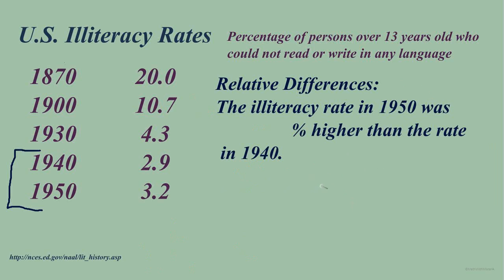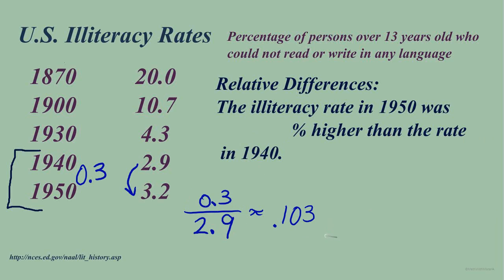If we wanted to use a sentence structure like, the illiteracy rate in 1950 was some percent higher than the rate in 1940, this sort of a relative change means first, find the amount of the change. Again, we know that was a 0.3% increase from 1940 to 1950. And now this sentence is set up to compare this amount of change to 1940. So the change of 0.3% compared to the 1940 rate of 2.9%. As a decimal, 0.103. Okay, so that's about 10.3% higher than what it was in 1940.